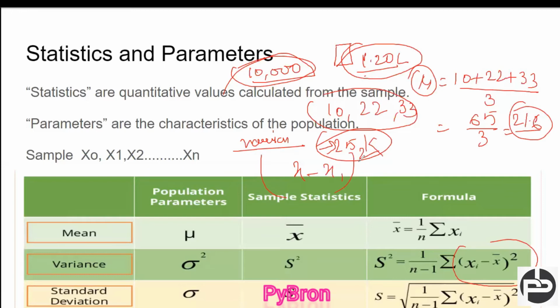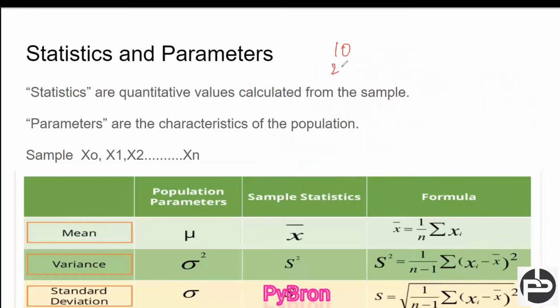Okay, coming to the point why the square it is. Let me clear the diagram first and I'll discuss. So we had calculated 10, 22 and 33, and the mean we had calculated is 21.6. Now if I'm going to calculate the variance, I can say 10 minus 21.6, 22 minus 21.6 and 33 minus 21.6, right?